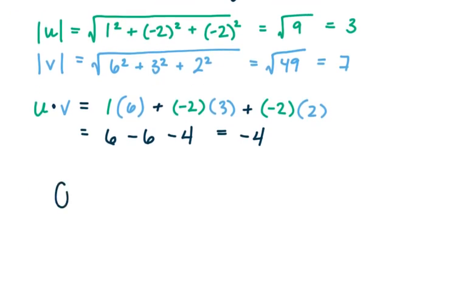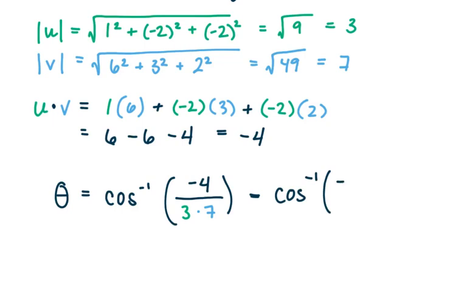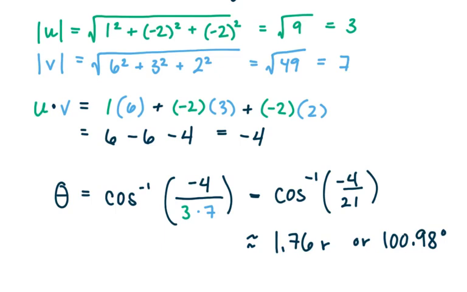Therefore, theta equals cosine inverse of, in my numerator I have u dot v, or -4, and in the denominator I have the product of the magnitudes of u, 3, and the magnitude of v, 7. So this becomes cosine inverse of -4 over 21. And typing that into my calculator, I would get 1.76 radians if I was in radian mode, or approximately 100.98 degrees in degree mode.